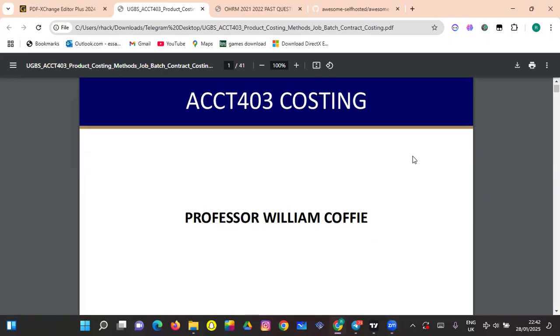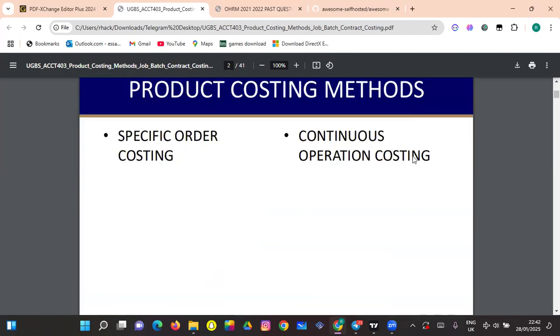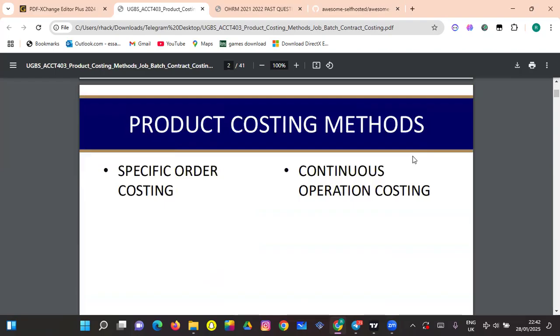Today we are going to talk about product costing methods, which will include job costing, batch costing, contract costing, and the likes. So we are going to focus on specific order costing and continuous operation costing.